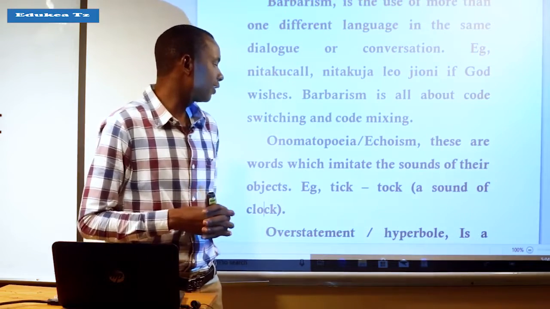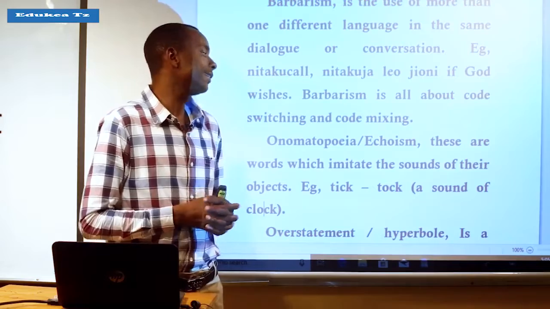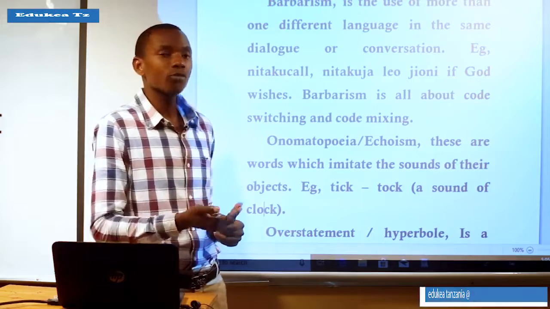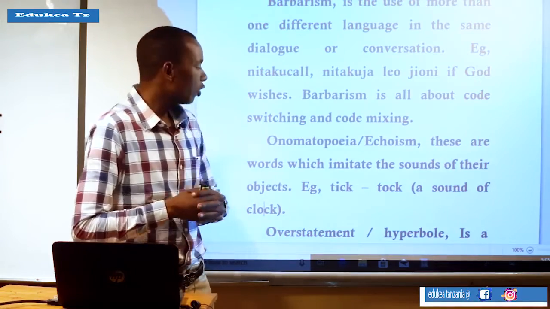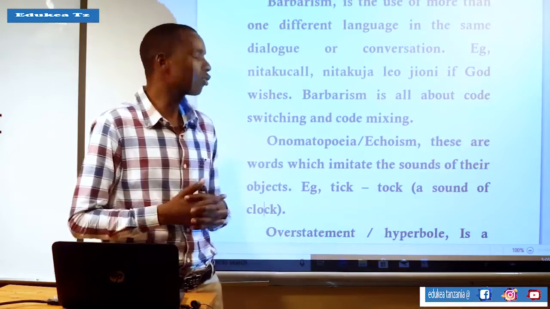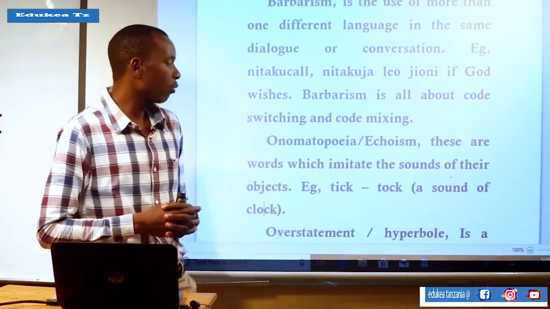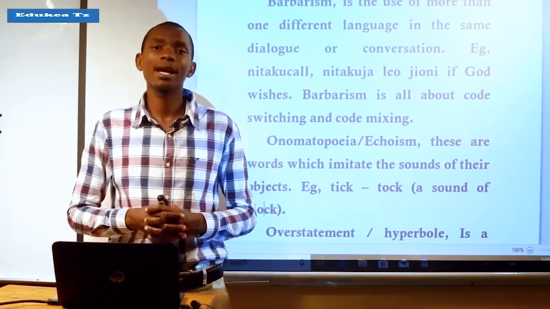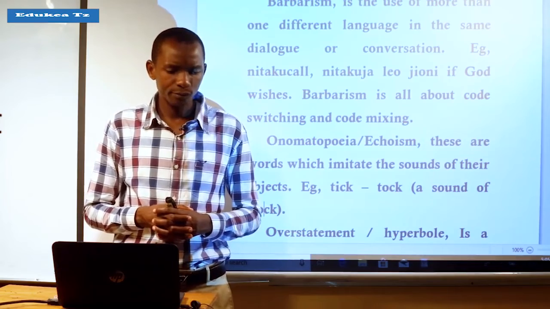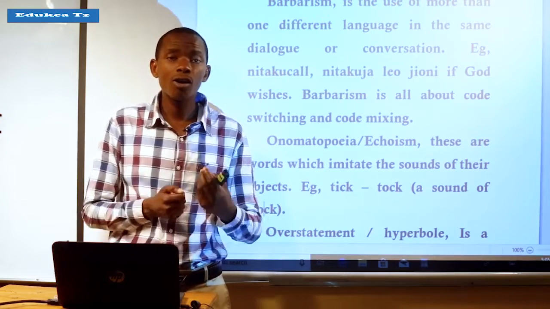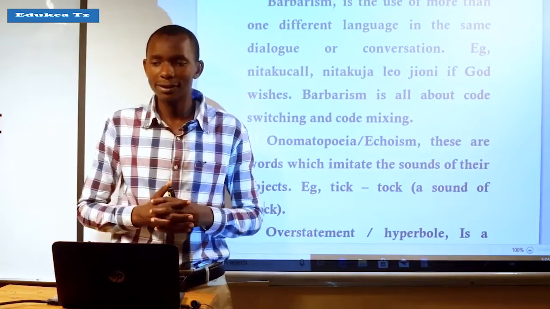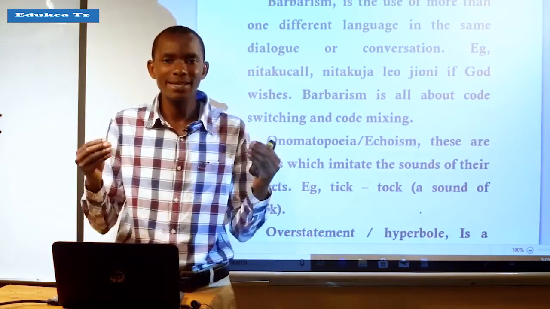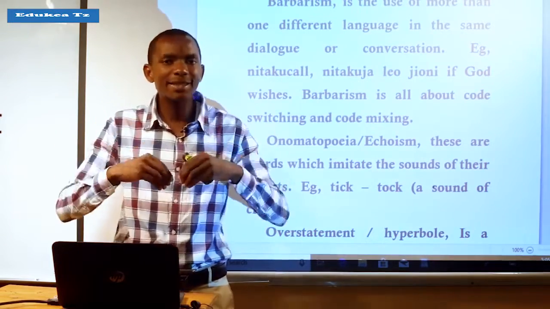Another literary device is onomatopoeia or echoism. You may say onomatopoeia, or in another term we can call it echoism, or you may say onomatopoeic words. In Kiswahili we call it tanakali sauti. So when you are listening to or reading several literary works, there are some words which imitate a sound.